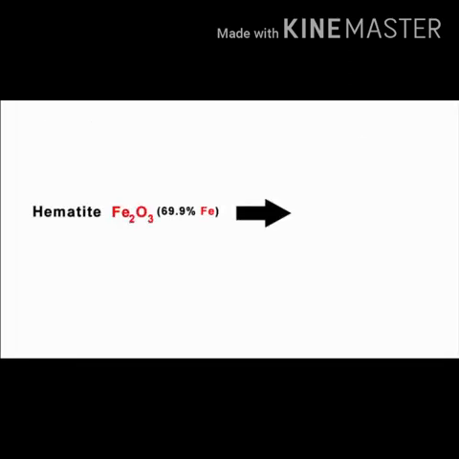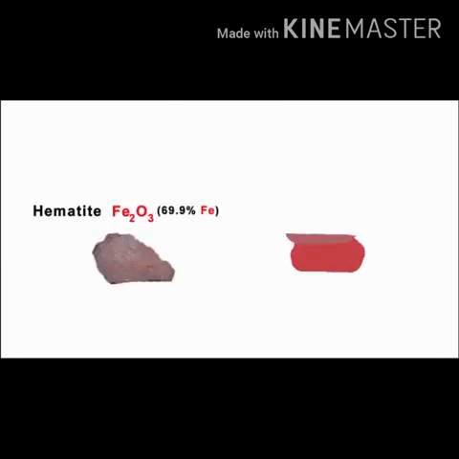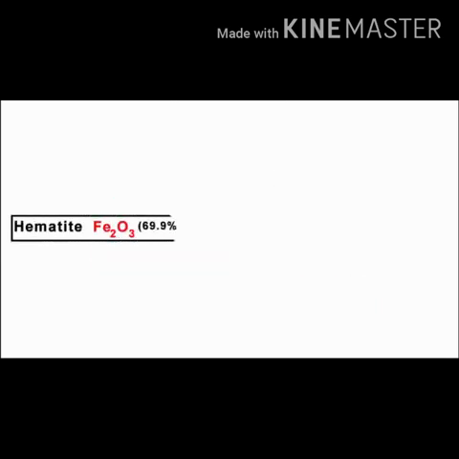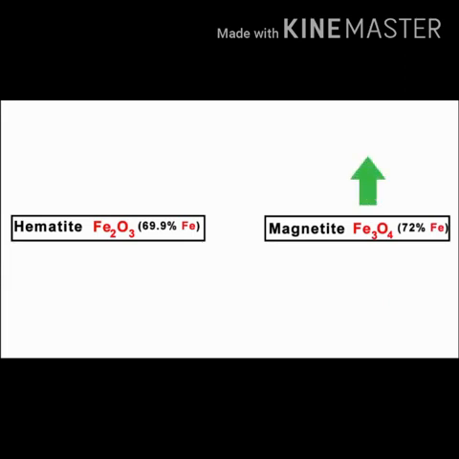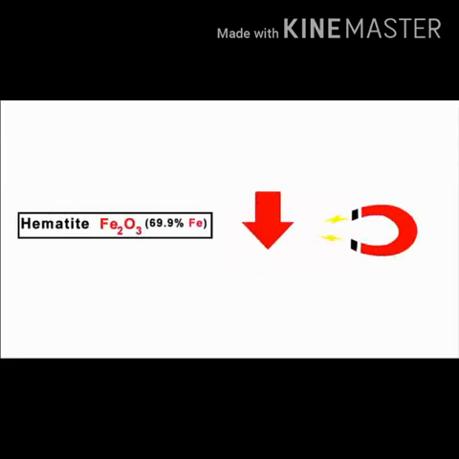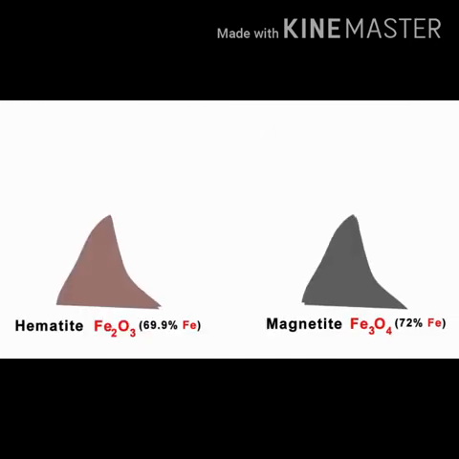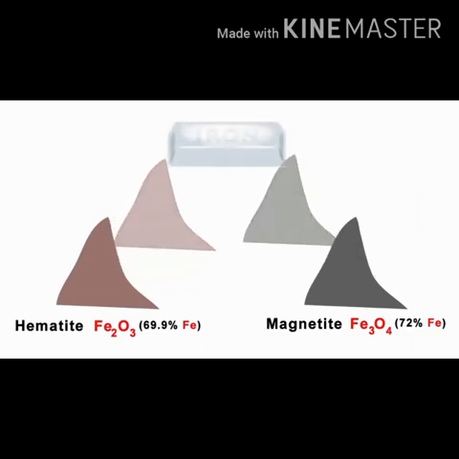The name hematite is derived from the Greek word for blood, and the color ranges from red to reddish brown. It does have more iron content, but not more than magnetite. However, it sometimes occurs in high-grade deposits. It has a weak magnetic property. It is found in the states of Andhra Pradesh, Jharkhand, Orissa, Chhattisgarh, Goa, Karnataka, Maharashtra, and Rajasthan. And with this, I hope you are now well versed with different ores of iron and their locations in India.